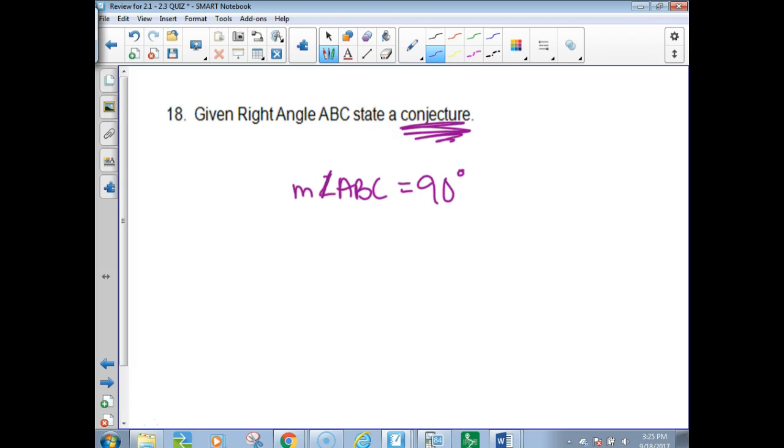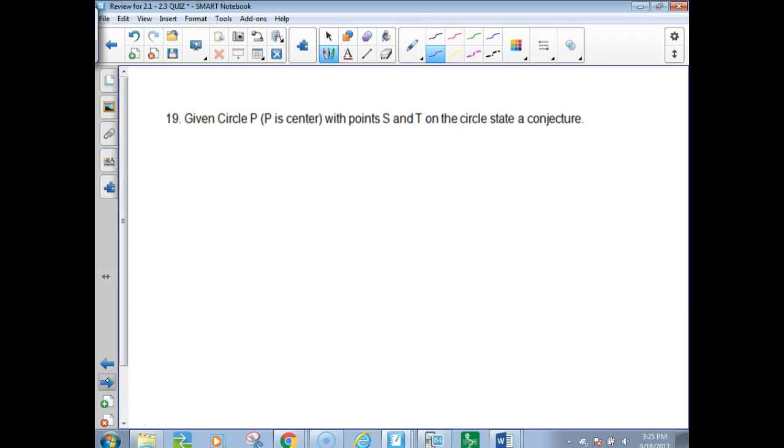All right, you just have to say angle ABC is 90 degrees. And I use that M for measure, angle symbol, and the letters. Your 19 is this. Given line AB, okay, I need a diagram. We're hanging in there. We're going to get this all finished up. No one's getting up. We're doing it.